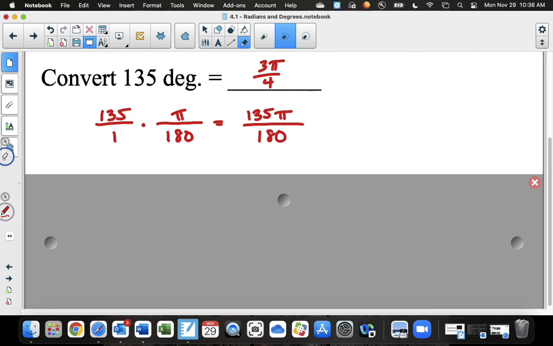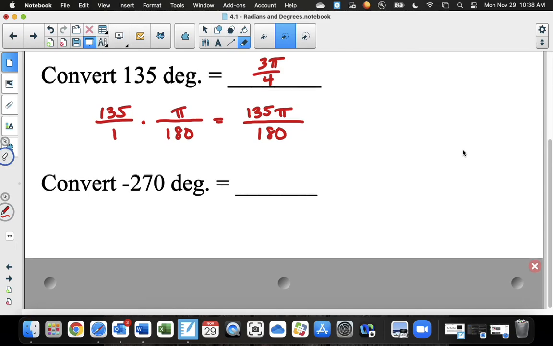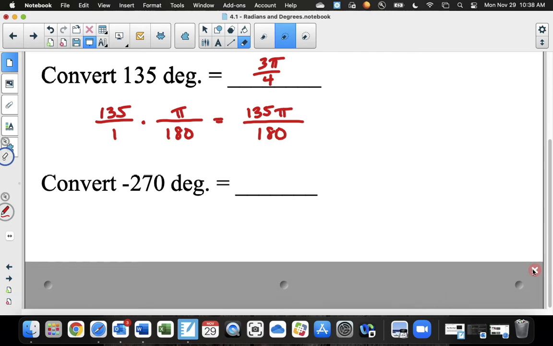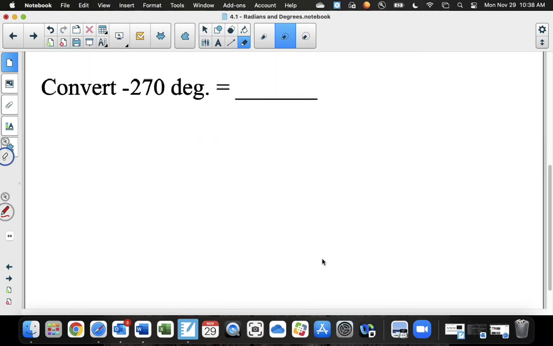Let's do one more, only because it's got a negative in it. Not that it's going to make any difference, but just because it's something a little bit different. Try that one. Do that one on your own. See what you come up with. What is negative 270 degrees in radians?